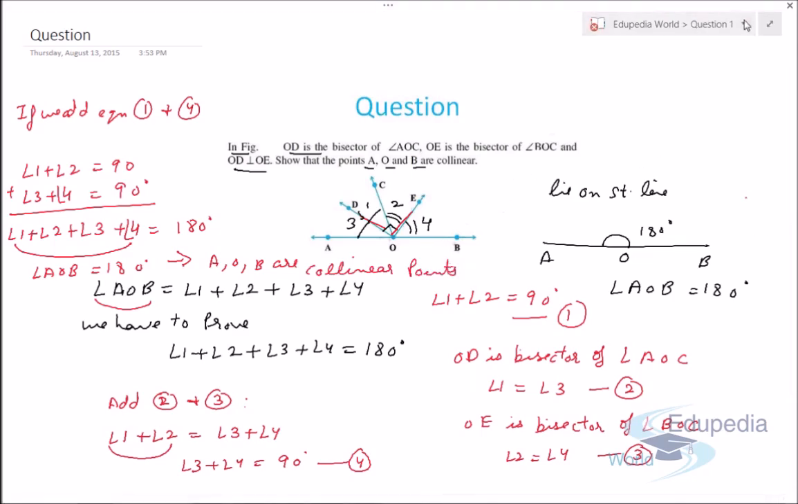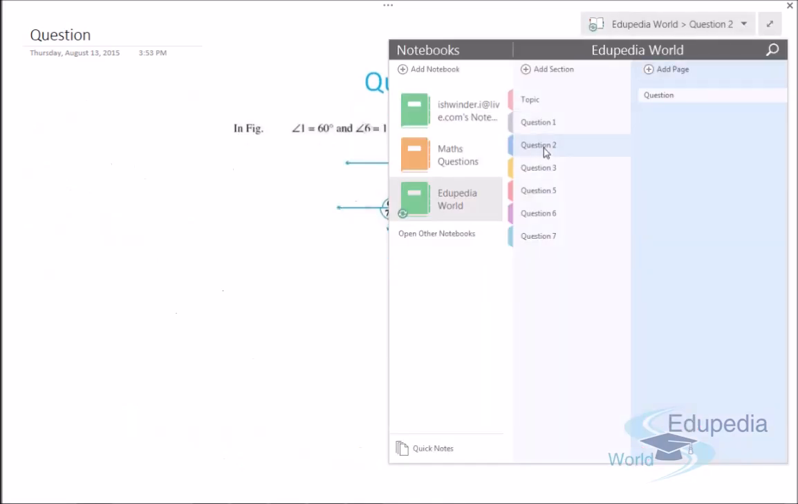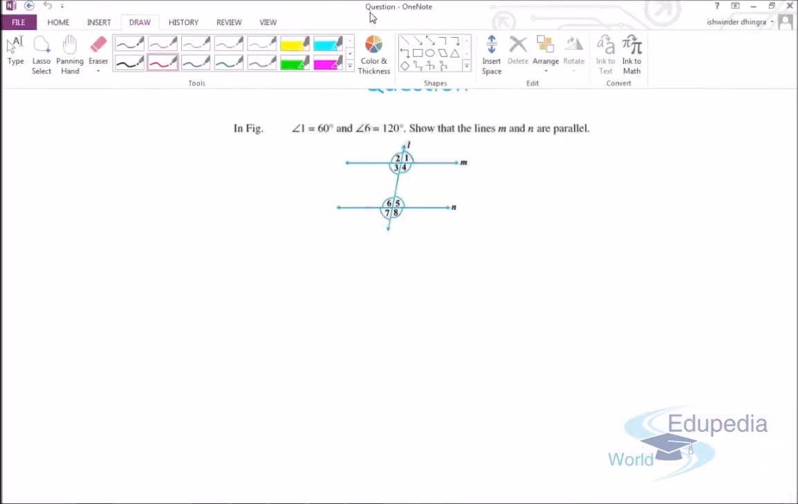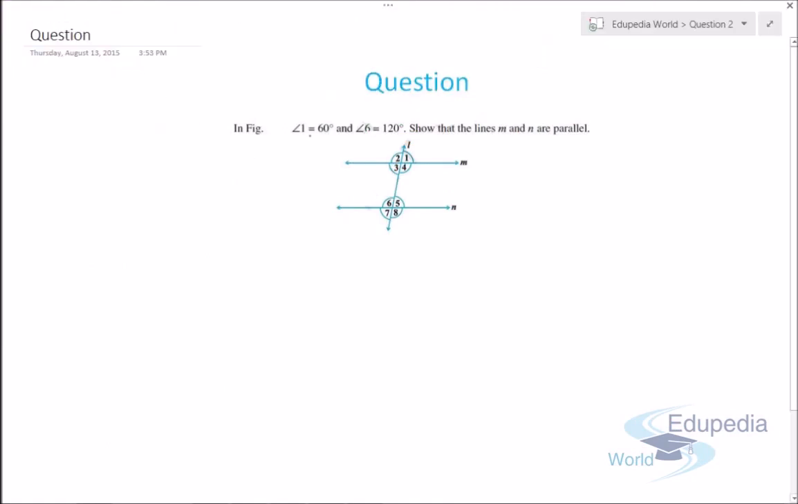Let's move on to the next question, question number 2. Question number 2 says that in the figure, angle 1 is 60 degrees, which means this is 60 degrees, and angle 6 is 120 degrees, which means this is 120. Show that lines m and n are parallel, which means we have to prove that lines m and n are parallel. Now let's see how we can do this.